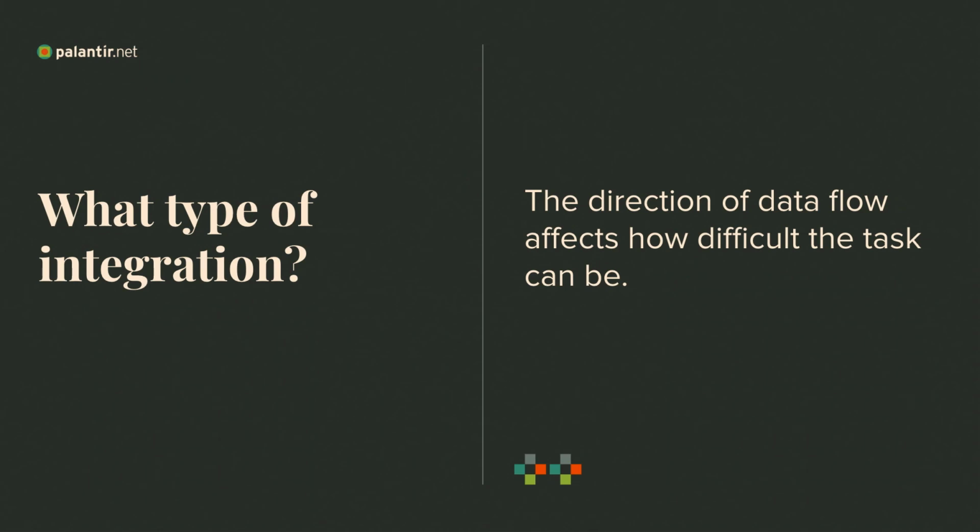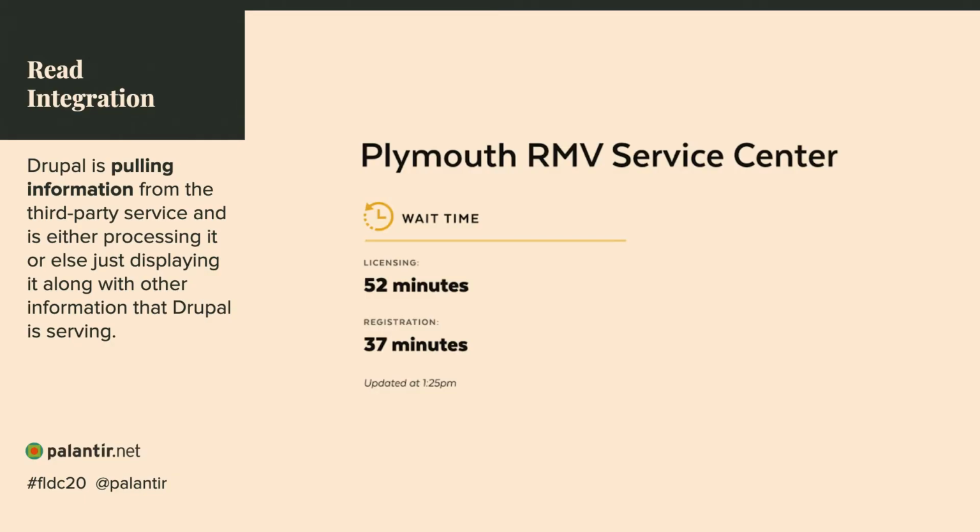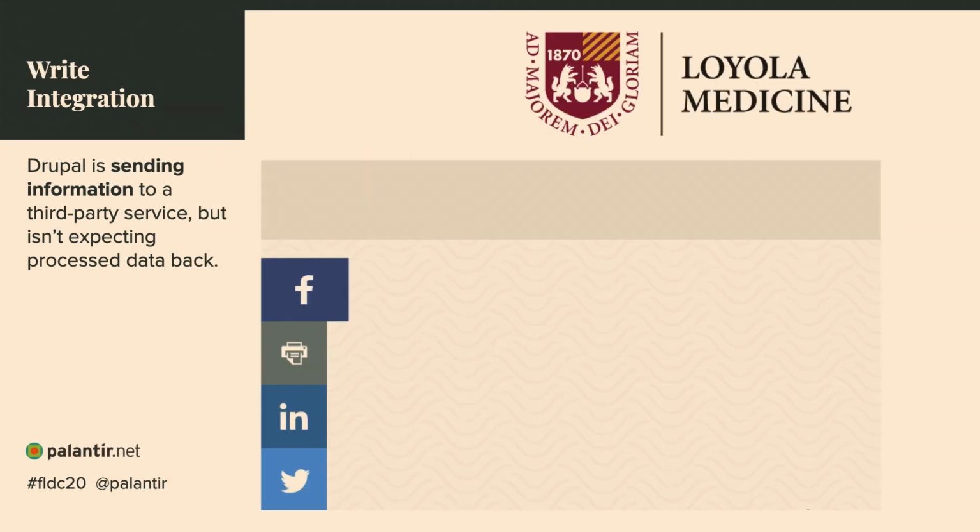So in terms of the first one, again, what type of integration is it? Is the direction coming one way? Is it coming 2 ways? Is Drupal reading? Is Drupal writing? So the example that we just talked about in that state website, this is where Drupal was just pulling in, just consuming data and then showing it on the front end. So this was one way. This was Drupal reading.